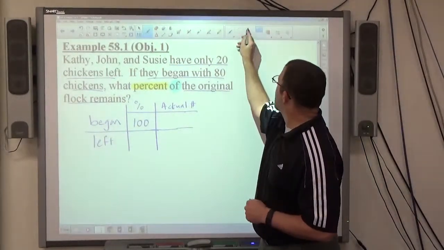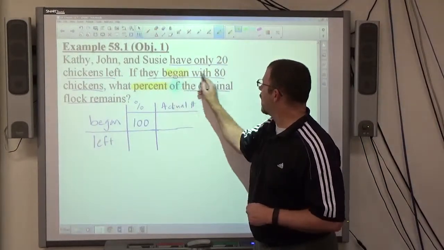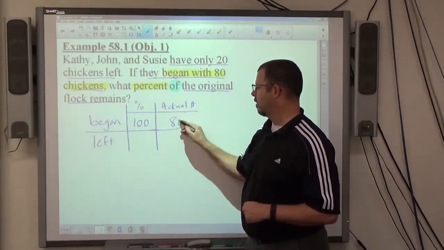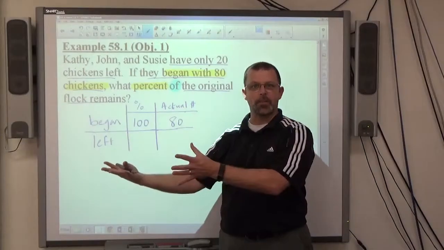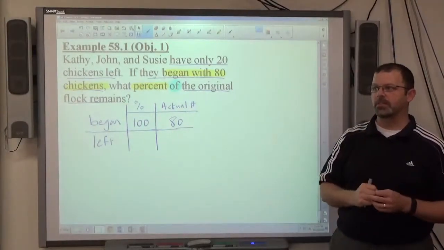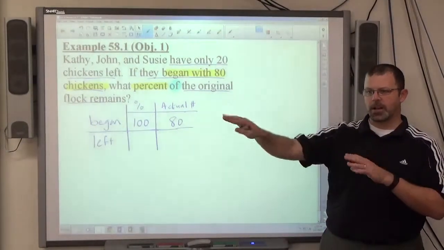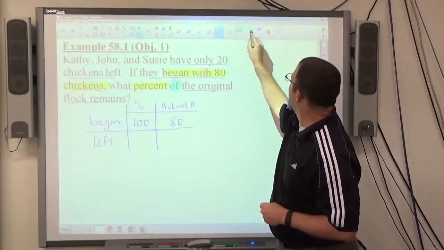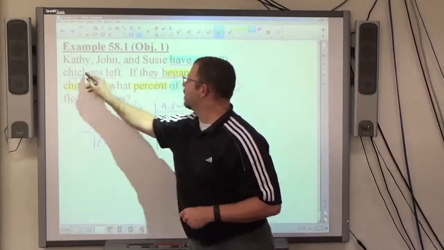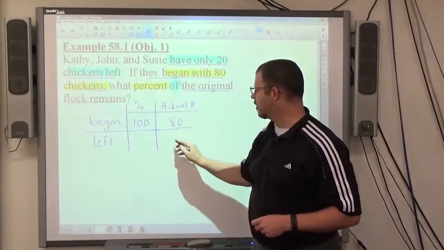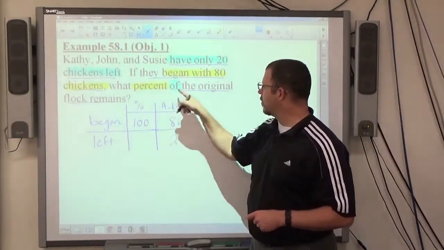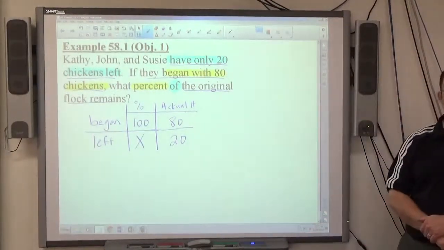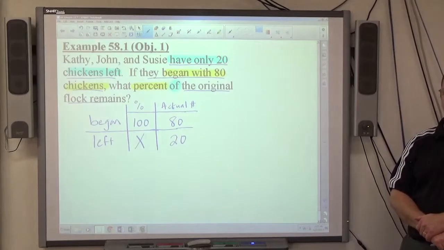We also know they began with 80 chickens. That's the actual number of chickens they began with. So 100% of the chickens is what they began with, but that's only 80 chickens. So we have a percent number and an actual number representing what began. It says they only have 20 chickens left. That's the actual number of chickens they have left. What percent remains? What's left is what remains.